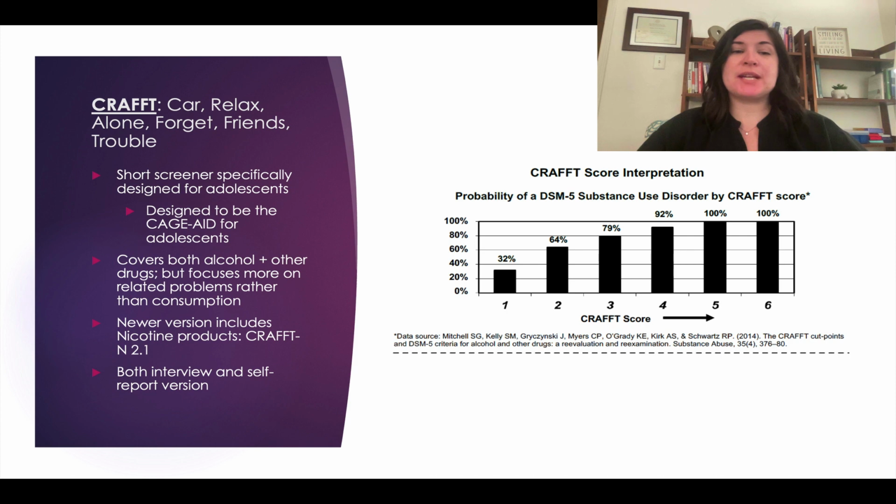The CRAFFT, which stands for Car, Relax, Alone, Forget, Friends, Trouble, is a short screener specifically designed for adolescents. It is designed to be kind of a CAGE-AID for adolescents. It covers both alcohol and other drugs, but focuses more on problems related to consumption. There are some newer versions like the CRAFFT-N 2.1, which focuses on nicotine products. And this can be used in both an interview style or self-report. As you see in this graph, it can predict the percentage of substance use disorders from the DSM pretty heavily after somebody scores over a 4.